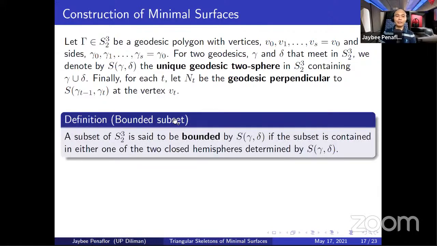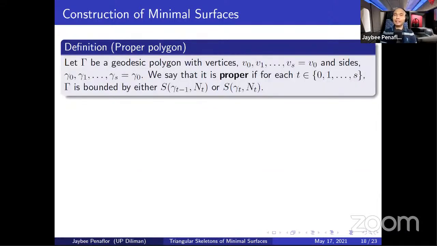We define a bounded subset as a subset of S^3/2 bounded by S of gamma and delta if the subset is contained in either one of the two closed hemispheres defined by S of gamma and delta. We next define a proper polygon. A proper polygon is a polygon such that for every side, there's a unique geodesic two-sphere that bounds both the side and the geodesic perpendicular.